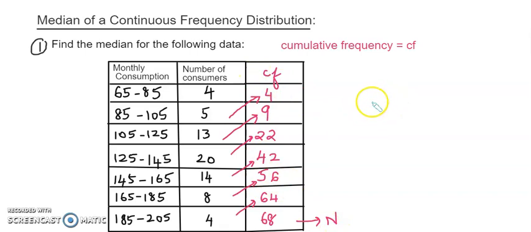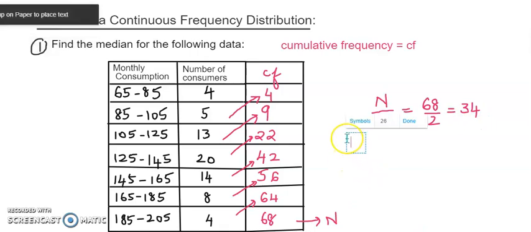After finding CF, you have to find the median class, the same way we found the modal class. But in the modal class it was a direct application, whereas to find the median class there is a formula that you have to follow. So you will do N divided by 2, which is 68 divided by 2, which is equal to 34.